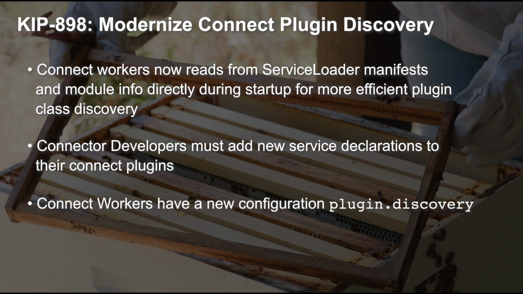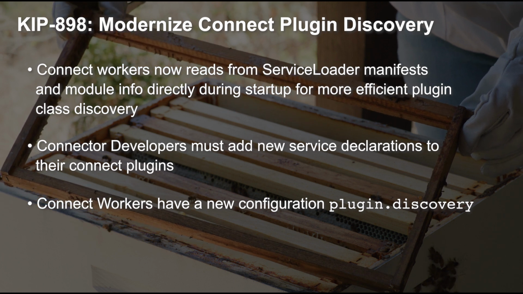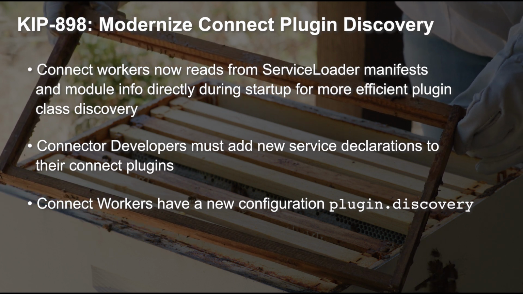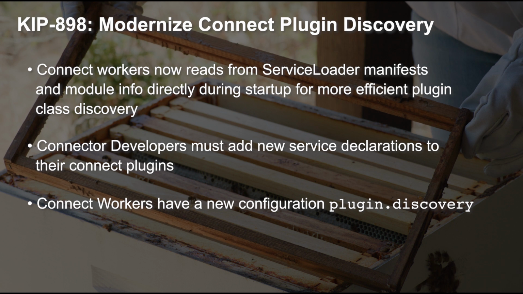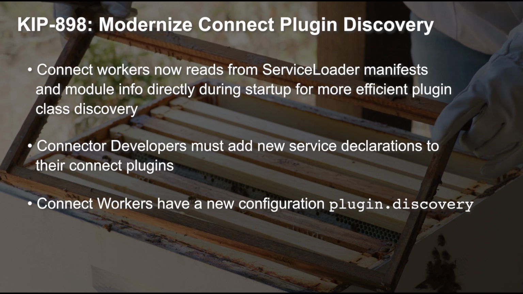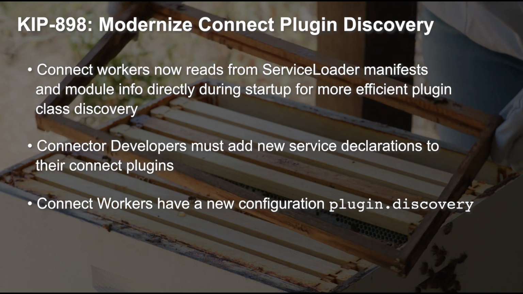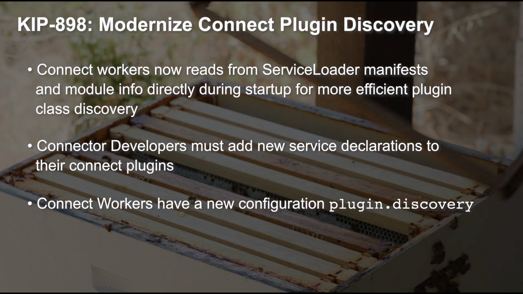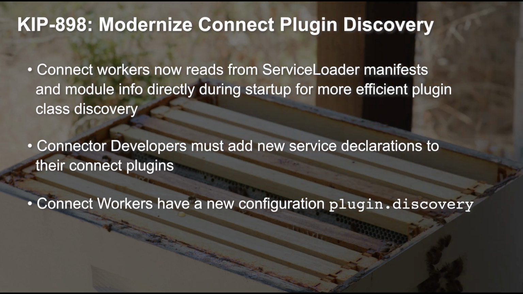This feature is opt-in, so once KIP 898 is enabled, Connect workers are more efficient in how they discover plugin classes. On startup, the worker will read from the service loader manifests and module info directly. Users who are using a number of different plugin types, like connectors, converters, and more, will see reduced startup times.